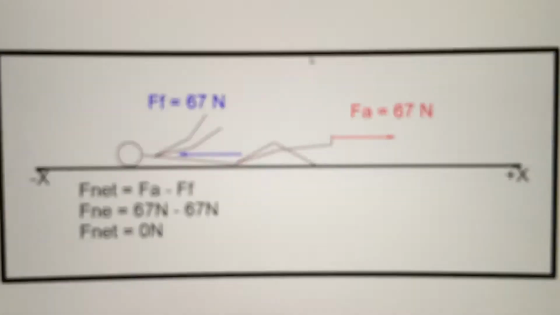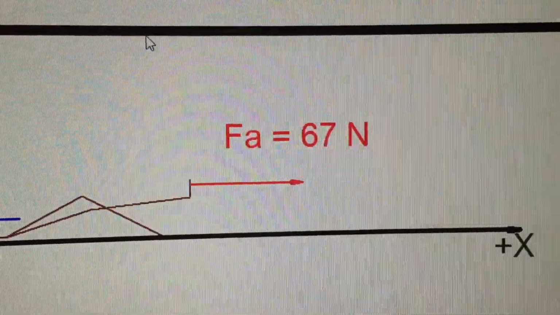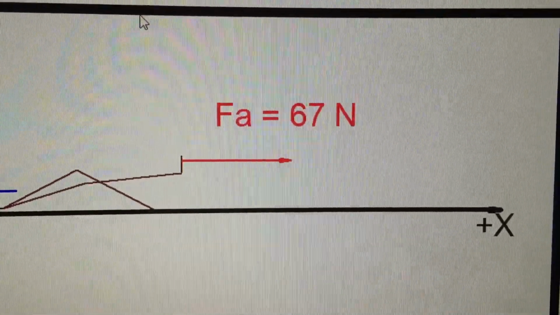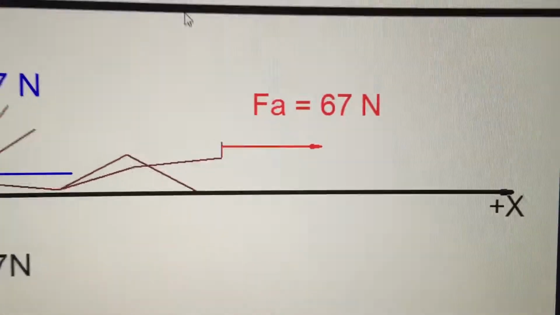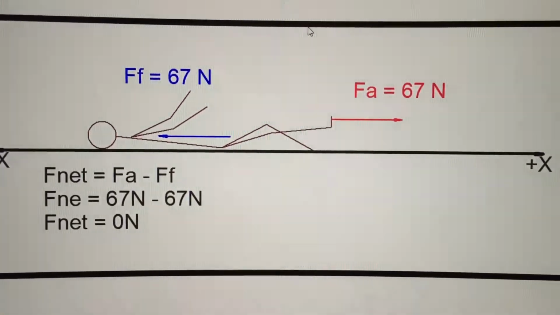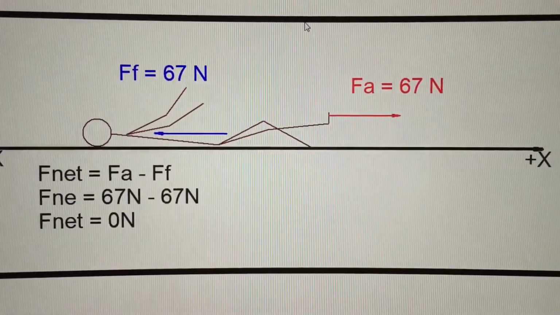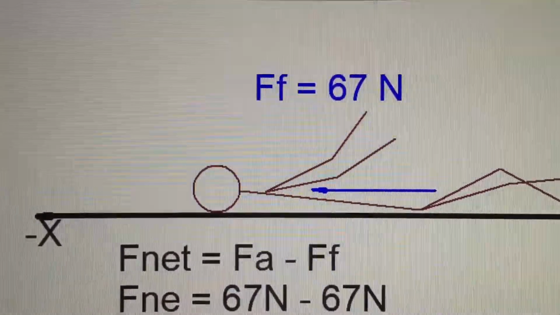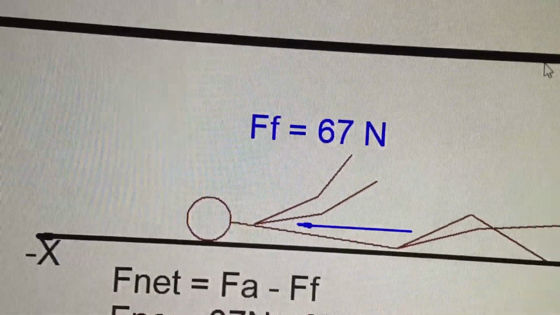So the first force is the applied force of Susan dragging Jim. This is shown as 67 newtons, and you're told that this is acting to the right, which is in the positive direction here. You're also told that there is a friction force acting upon Jim. Friction always opposes motion, and clearly Susan is dragging Jim to the right, so friction must act to the left in this case, and you're also told that it is a force of 67 newtons.